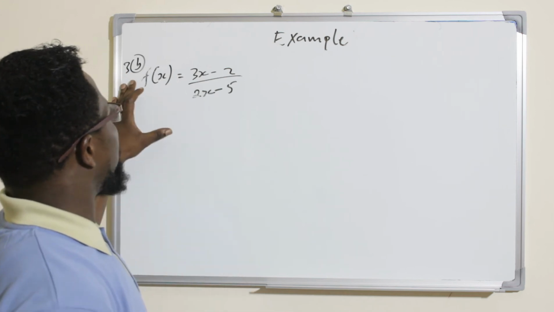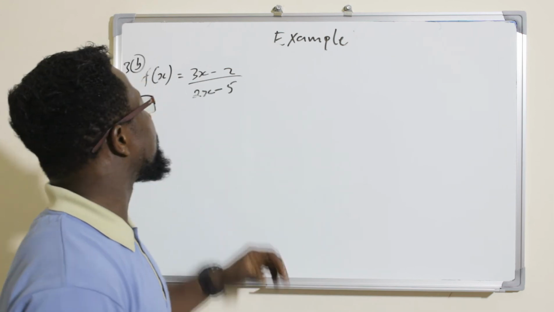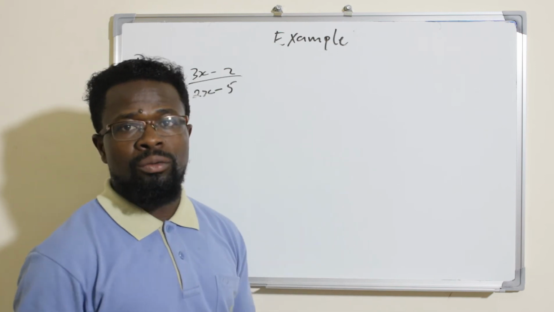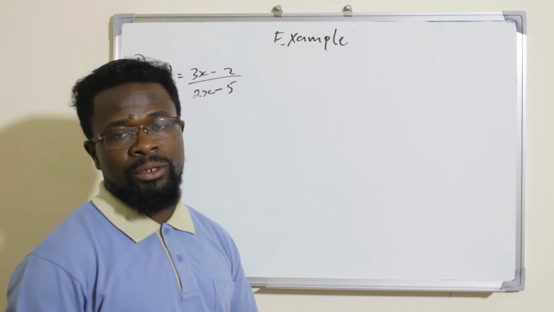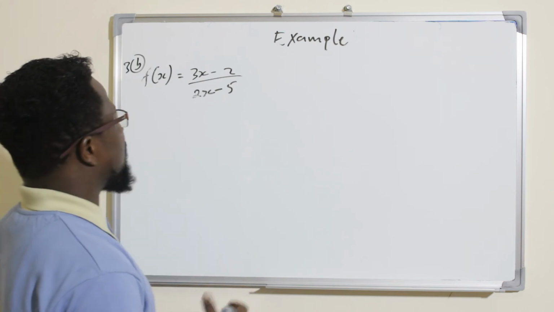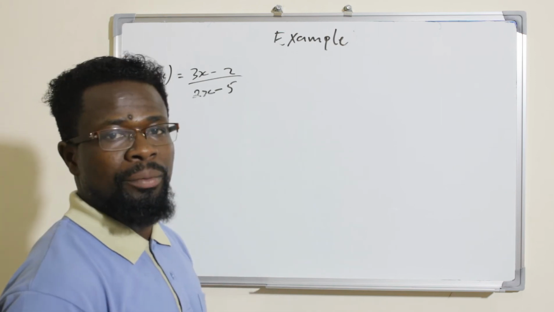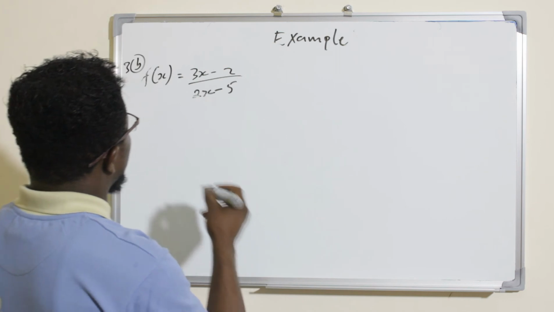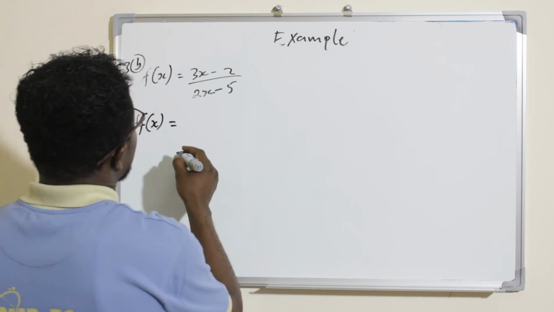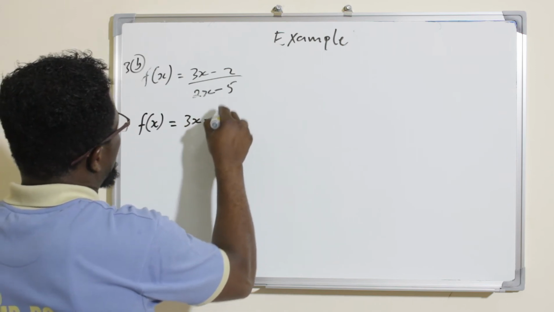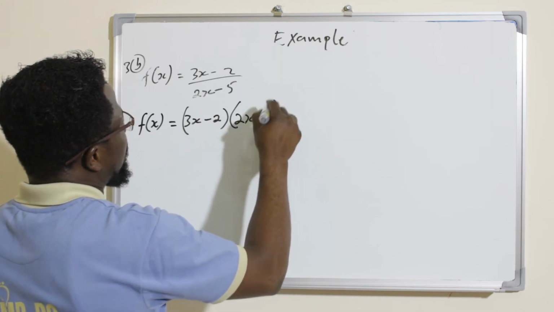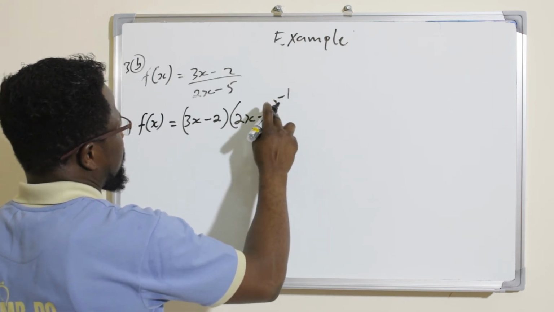Alright, so let's solve 3b, where we're told to find a derivative of this without using the quotient rule. Any other method is allowed except the quotient rule here. So I have to look at the function and see what I can do. I can write f of x to be equals to 3x minus 2 into 2x minus 5, exponent negative 1.